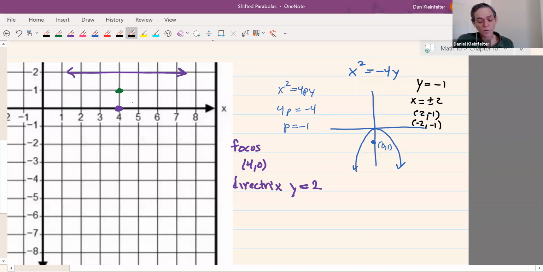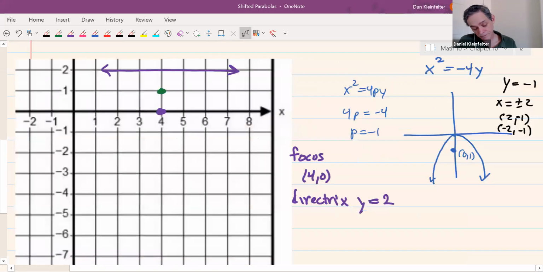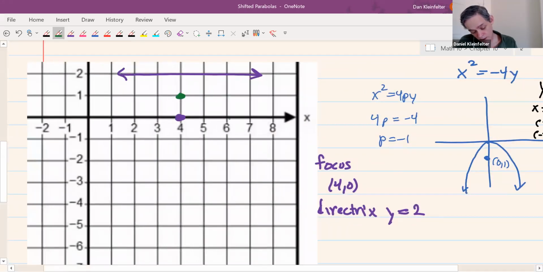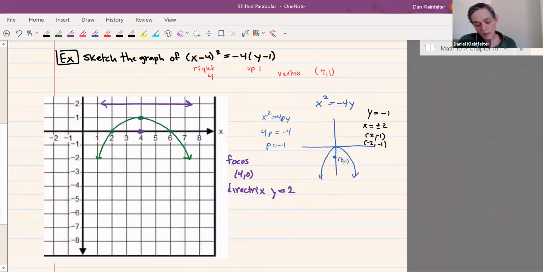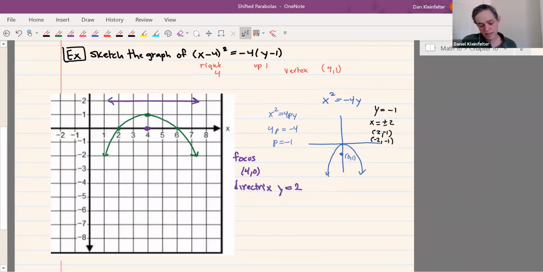So we'll just do that relative to our new vertex. Our vertex is at 4, 1, so we'll go 2 units to the right and left of that, and then down by 1. Okay, so 2 units to the right and down 1, 2 units to the left and down 1. And so we can use that to help us draw in our parabola.